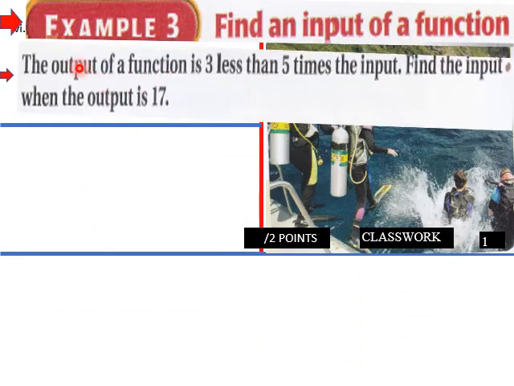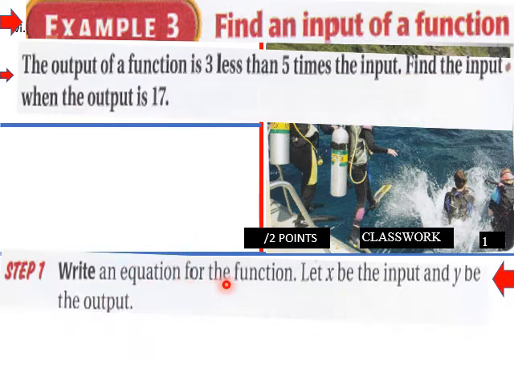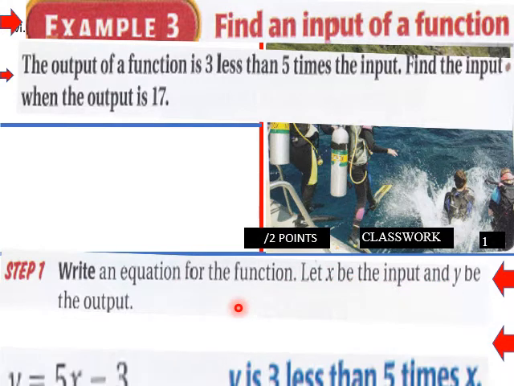Find an input of a function. So the output of a function is 3 less than 5 times the input. Find the input when the output is 17. So write an equation for the function. Let x be the input and y be the output.